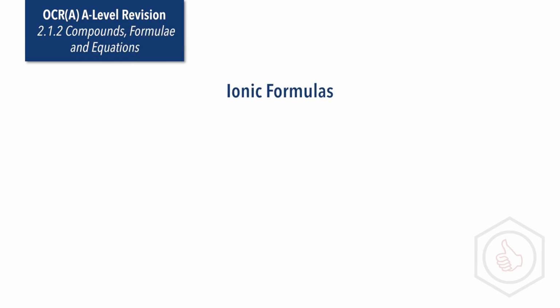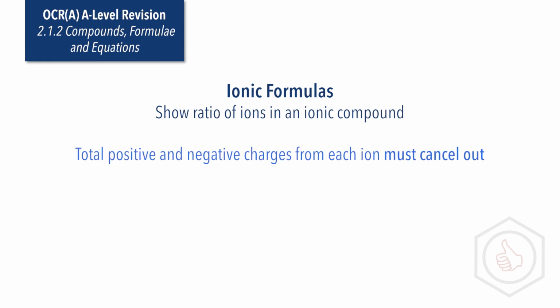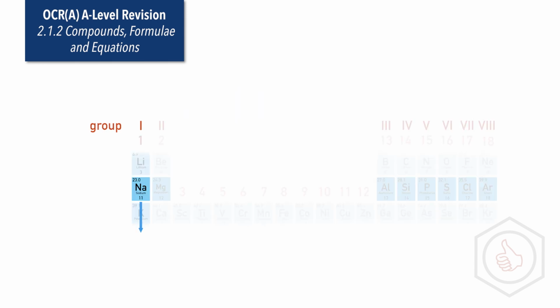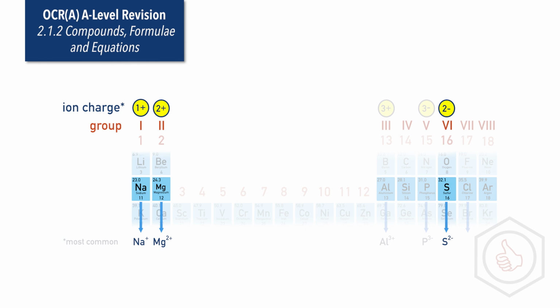Ionic formulas show the ratio of ions within an ionic compound. To write the correct formula of an ionic compound, the total positive and negative charges from each ion must balance out. We can usually predict the ionic charge for an ion of an element from its position in the periodic table. Group 1 metals form +1 ions, Group 2 metals form +2 ions, Group 6 nonmetals form -2 ions, and Group 7 nonmetals form -1 ions. This is based on the idea that the atoms will lose or gain electrons to get a full outer shell.